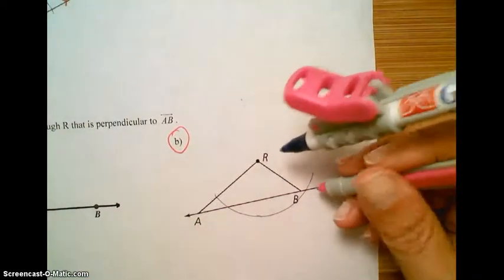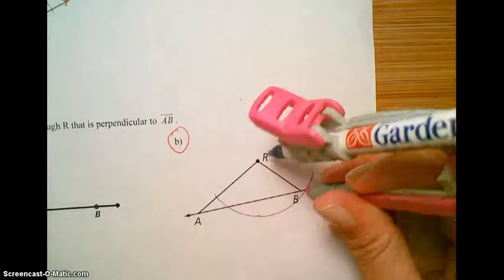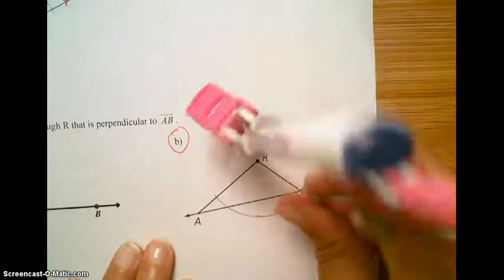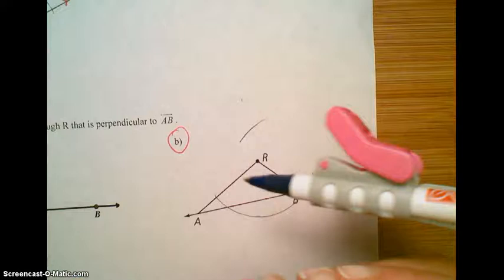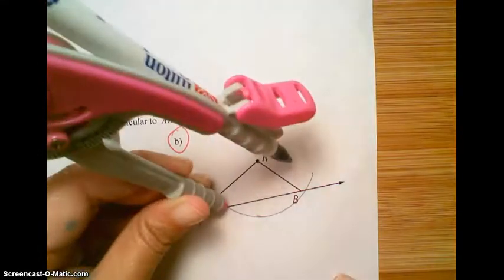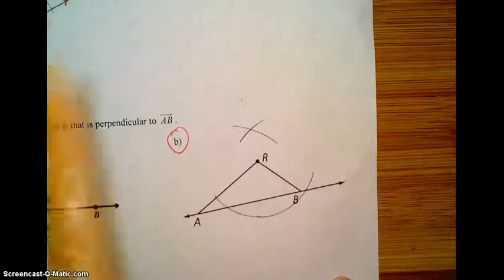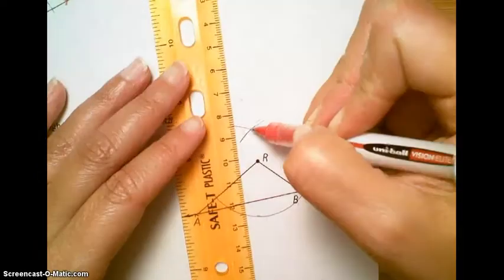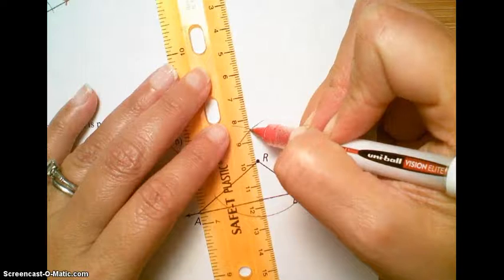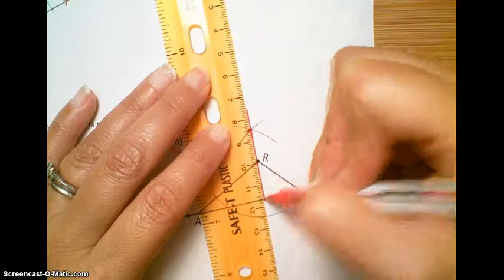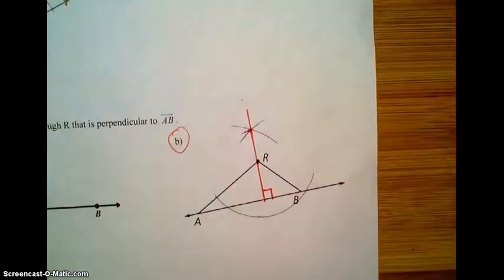I then place my compass pointer at one of the intersection points and make my radius larger. I then make an arc mark. Do not change the radius. Move to the other intersection point and make a second arc mark that intersects the first. Take your straight edge, line up the intersection point with R, and draw in your perpendicular. Okay, we're going to do one more example on the next page.